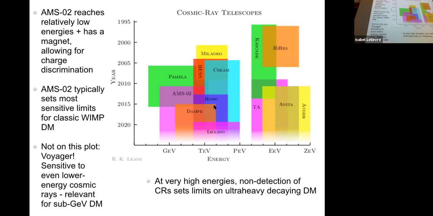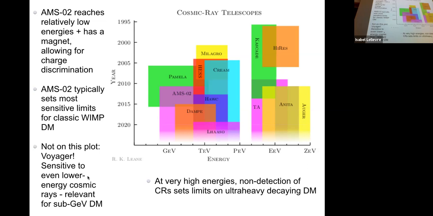But at higher energies, telescopes like VERITAS, which is a ground-based gamma ray telescope, can set important limits. CREAM is another experiment measuring cosmic rays at these higher energies. I will also mention, not on this plot, the Voyager probe, which would be way off the top of this plot. But as I mentioned earlier, it's very sensitive to lower energy electrons and positrons.